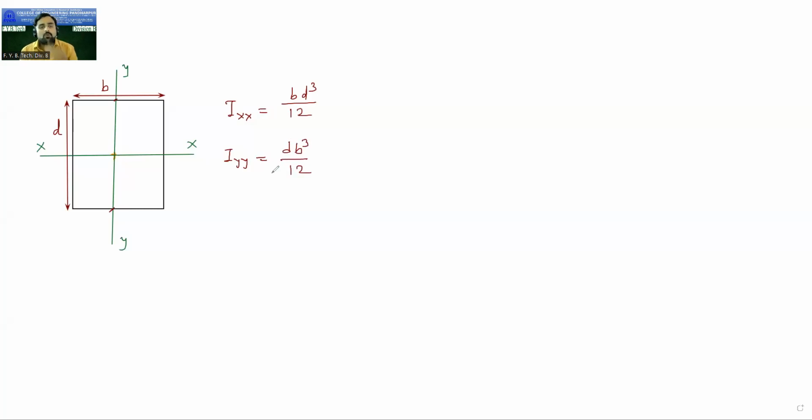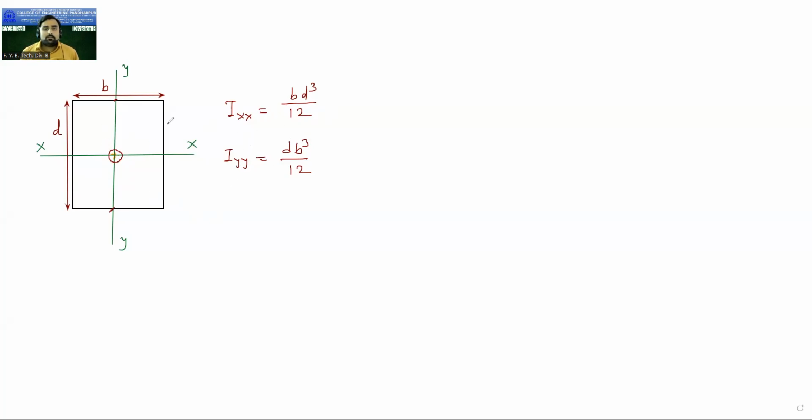This is the formula for moment of inertia of the rectangle about centroidal axis. Here this is the centroid, and these axes are passing through the centroid. We are talking about the moment of inertia about centroidal axis only. The formulas which we are going through are for the centroidal axis. So this is the formula.